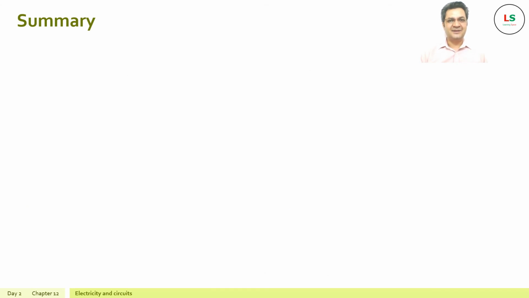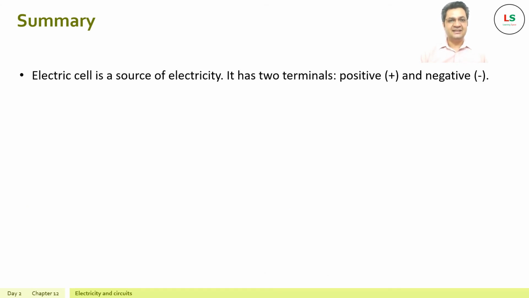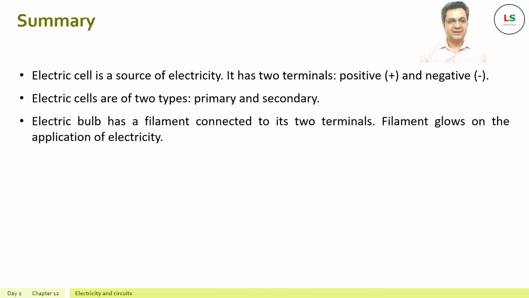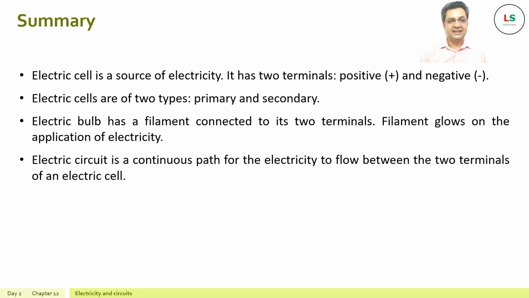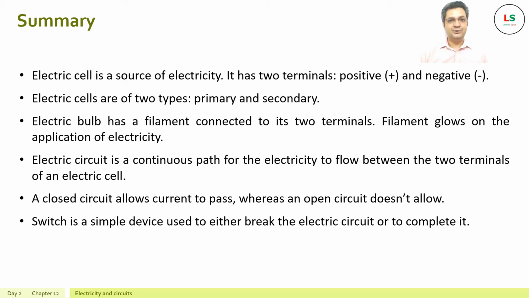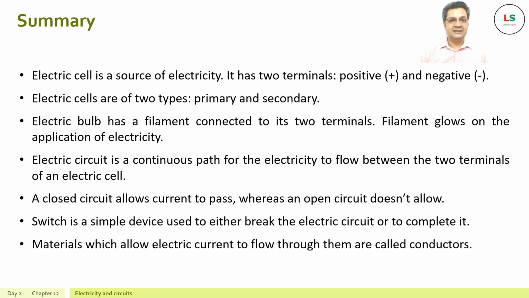Let's summarize the chapter. Electric cell is a source of electricity. It has two terminals, positive and negative. Electric cells are of two types, primary and secondary. Electric bulb has a filament connected to two terminals. Filament glows on the application of electricity. Electric circuit is a continuous path for the electricity to flow between two terminals of an electric cell. A closed circuit allows current to pass, whereas an open circuit does not allow. Switch is a simple device used to either break the circuit or to complete it.